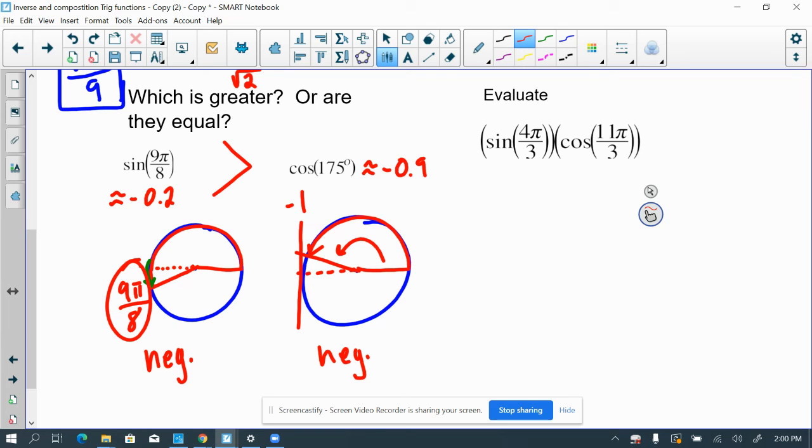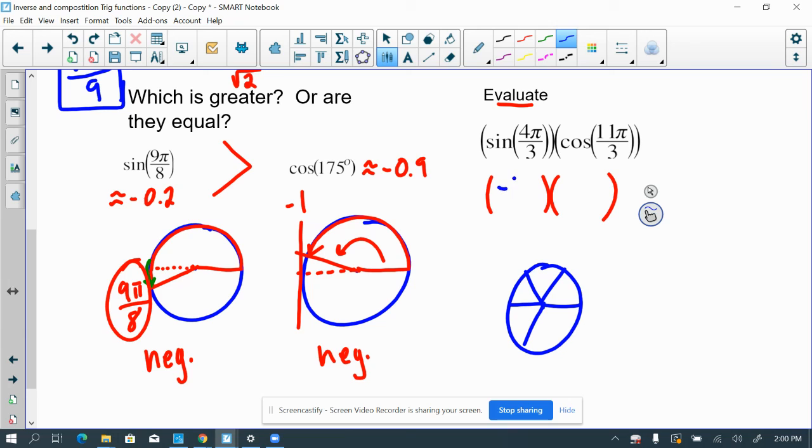Here, evaluate, the root word is value, which means find the value. So we're going to figure out what that sine value is, what that cosine value is, and then multiply it. Here's what you're relying on, your unit circle knowledge. 4 pi over 3. So there's 1 pi over 3, 2 pi over 3, 3 pi over 3, 4 pi over 3. That has a sine value of negative rad 3 over 2.